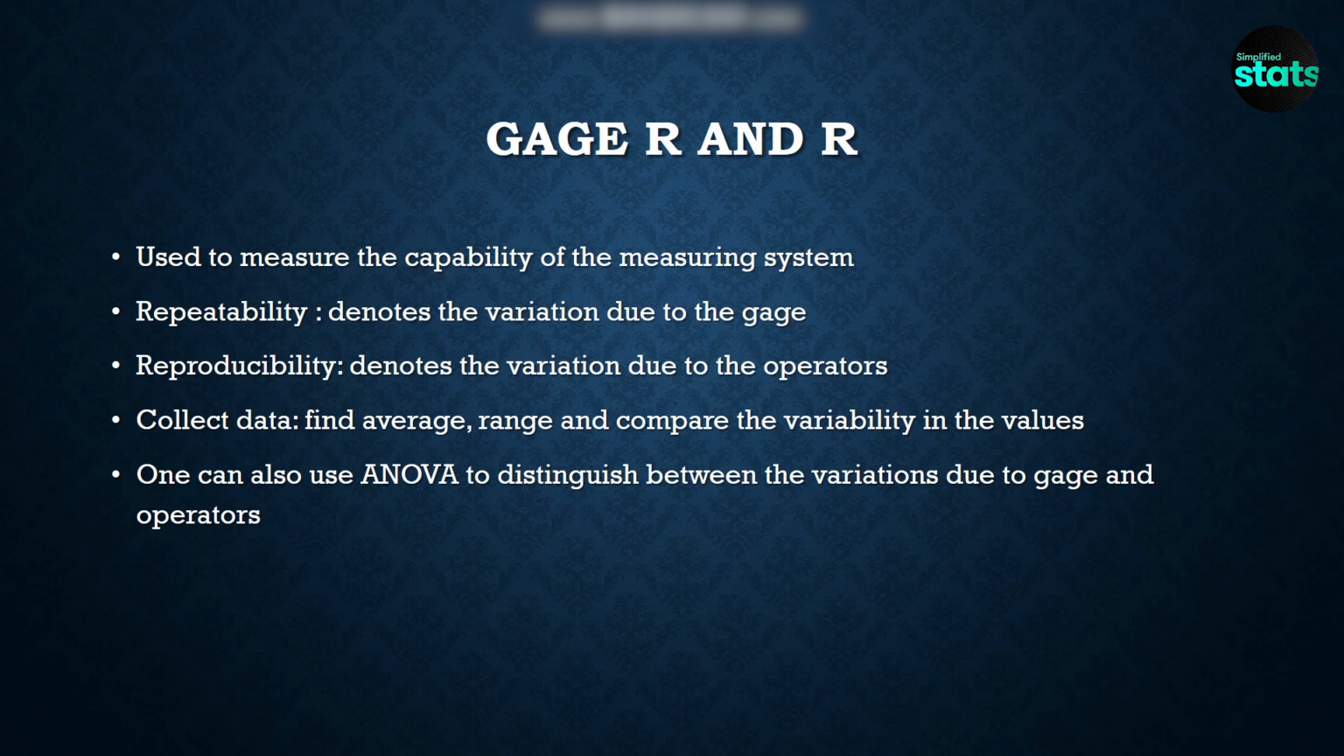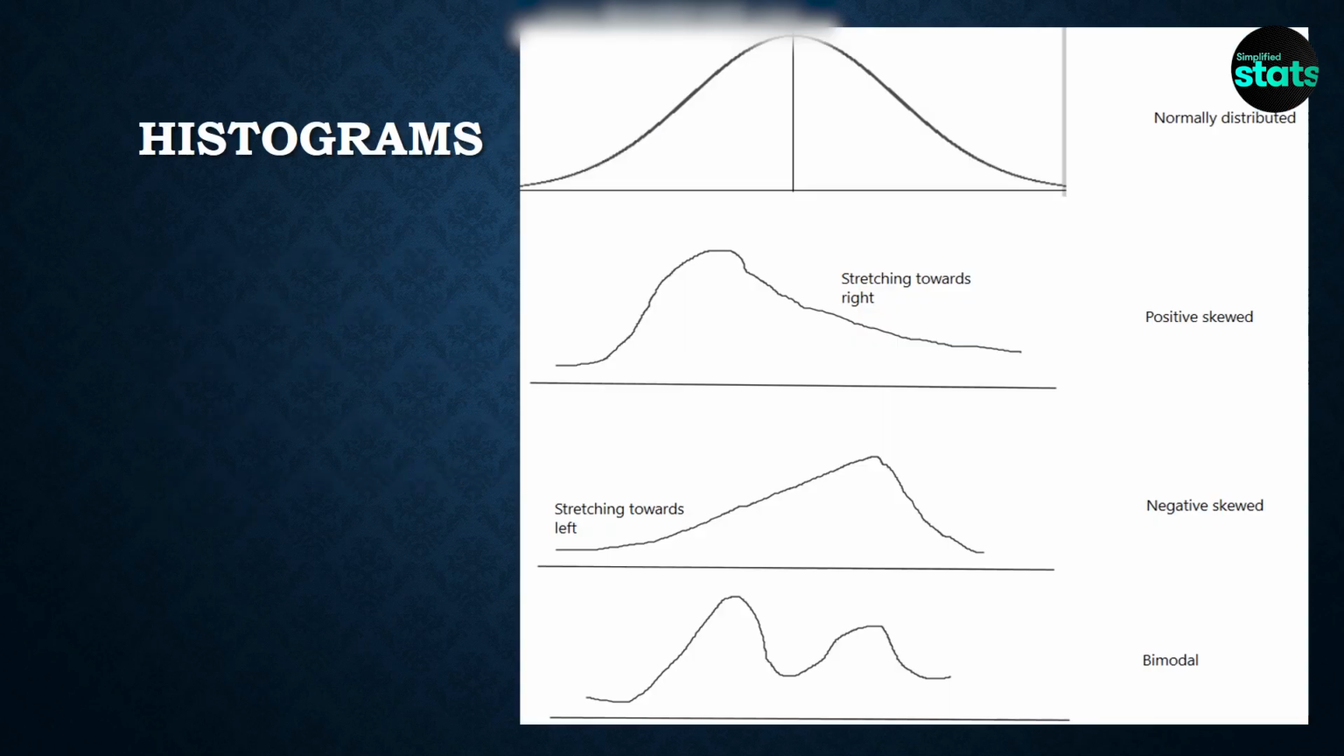The tools used here are average, range. They help you find out the variations. One can also use ANOVA to distinguish between the variations due to gauge and operators.